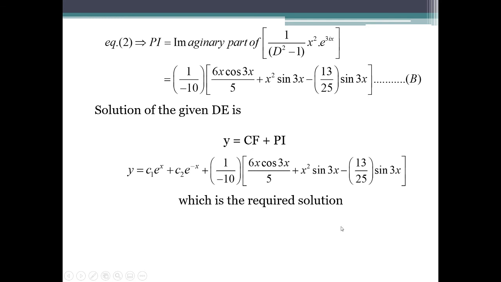In this way we solve the problems of differential equations, higher order differential equations, by six cases.